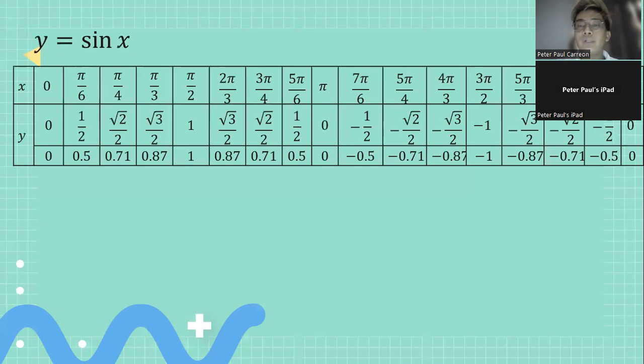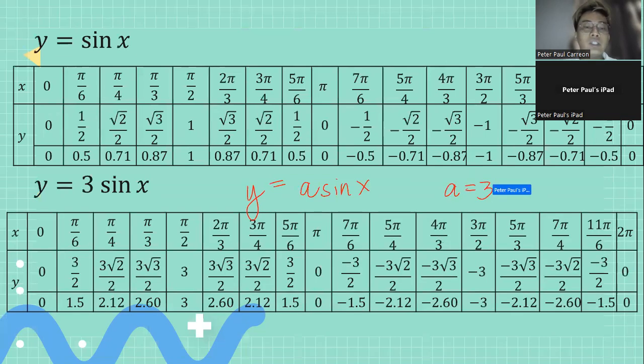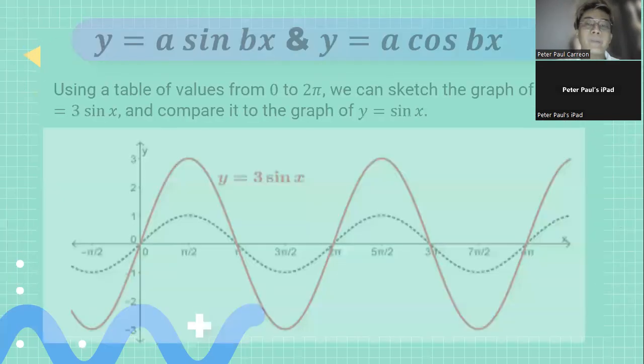Notice din, ito yung y is equal to sine x. Pag nilagyan na natin siya ng coefficient na a equals 3, magiging y is equal to 3 sine x. So ito yung pattern na sinusundan natin: y is equal to a sine x, wherein a is equal to 3. Tingnan niyo, yung dating 1, ngayon naging 3 na siya. Yung dating -1 naging -3. Ganun din yung mangyayari dun sa mga values. -1.5 galing yun kay -0.5. So na-triple siya, in short.